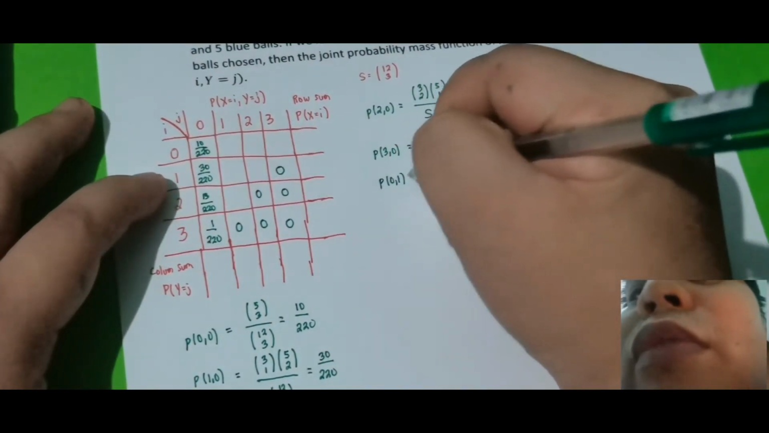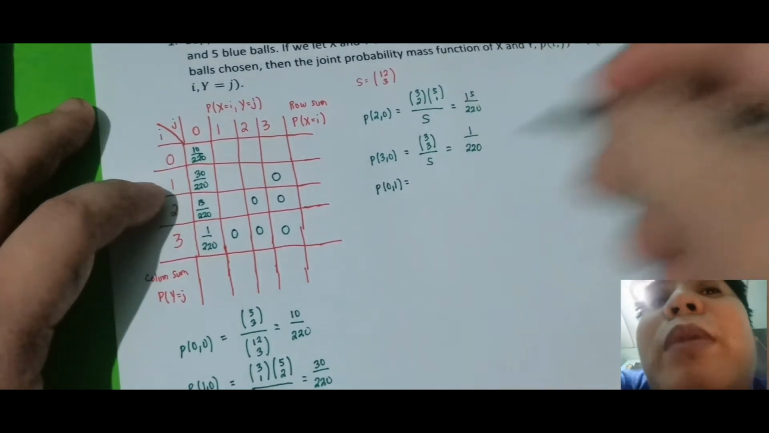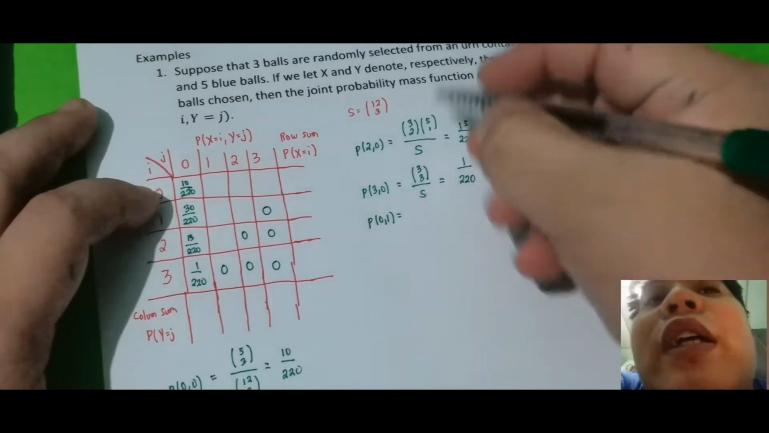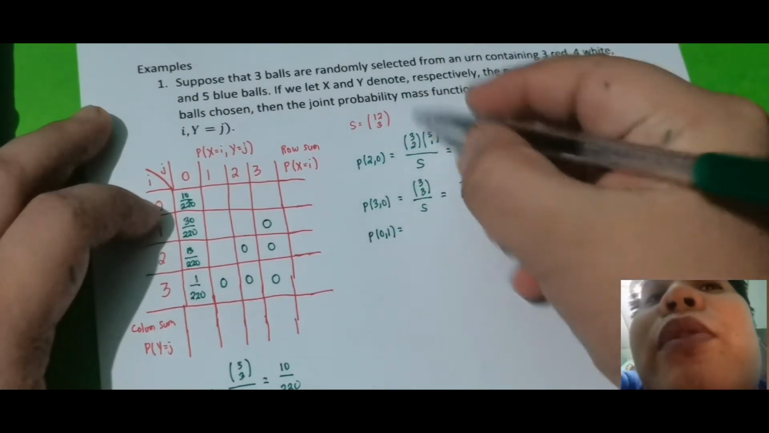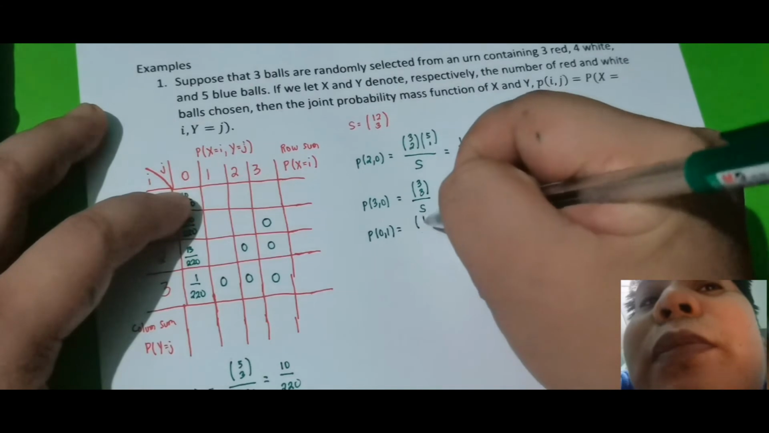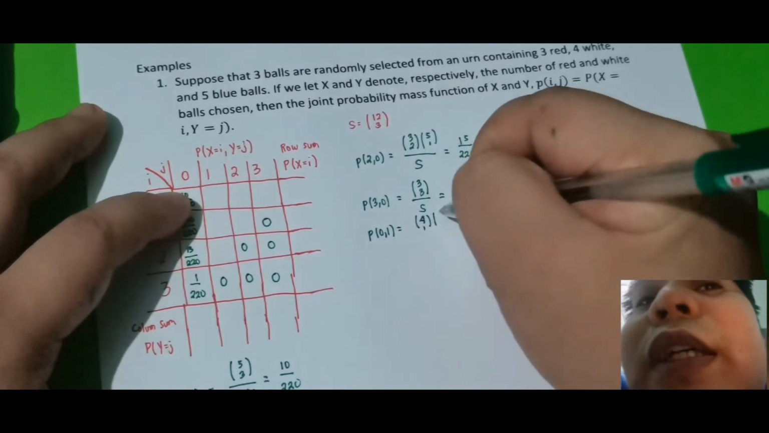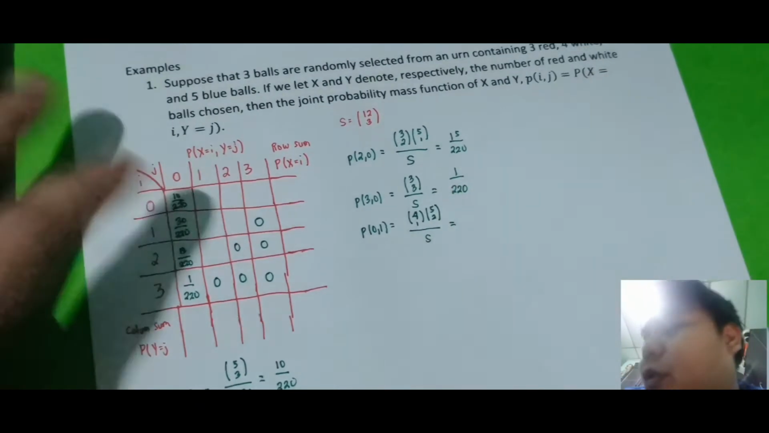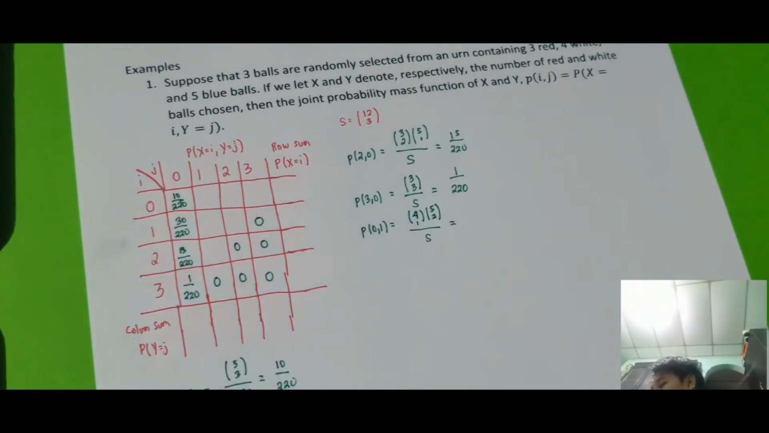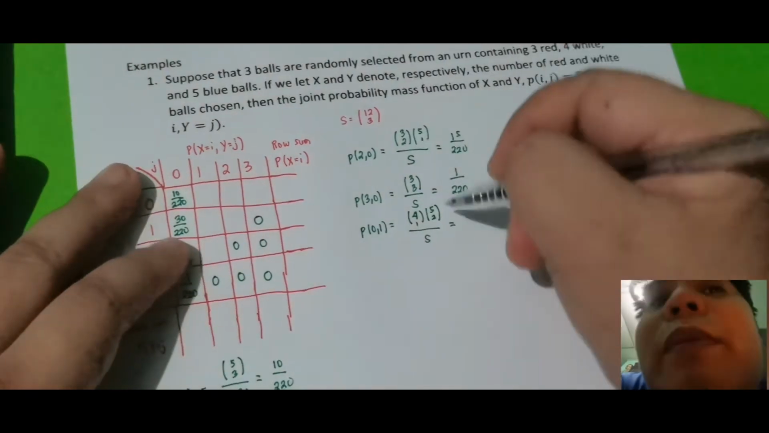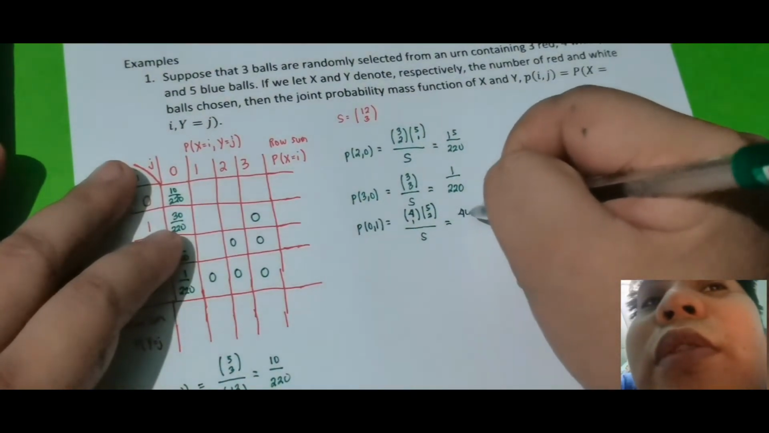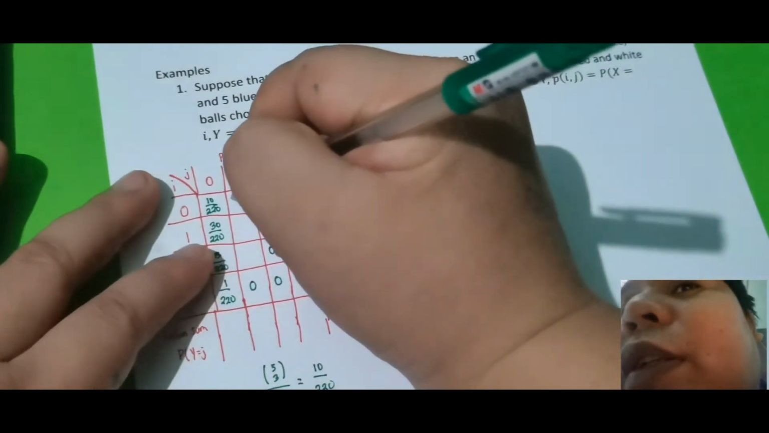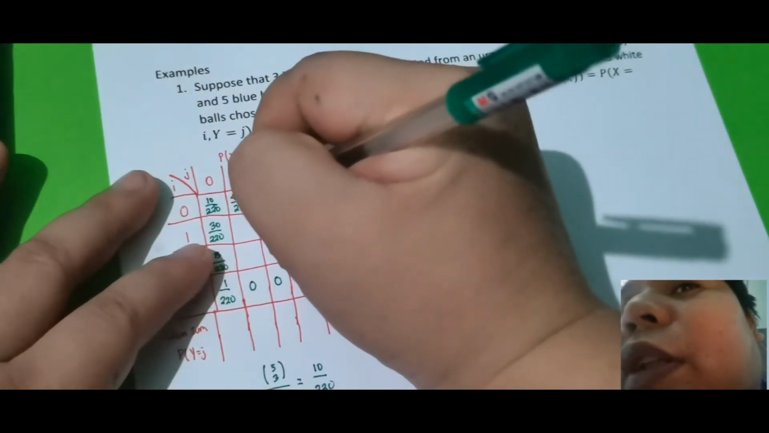So for (1, 0), meaning 0 red balls, so we draw nothing from red, but one white. There are 4 white, so that is 4 taken 1, times 5 taken 2, because we will take from blue, all over S, or 220. The answer there is 40 over 220, according to my cheat sheet. So this is 40 over 220.